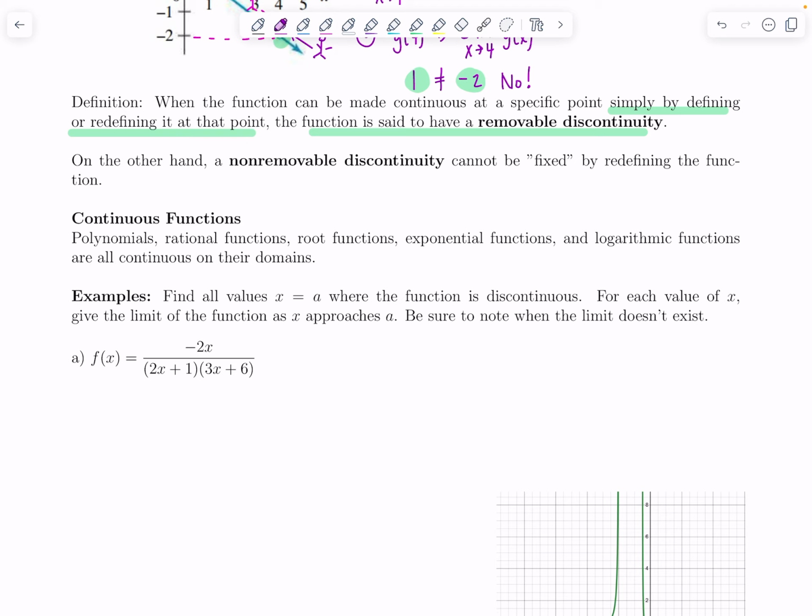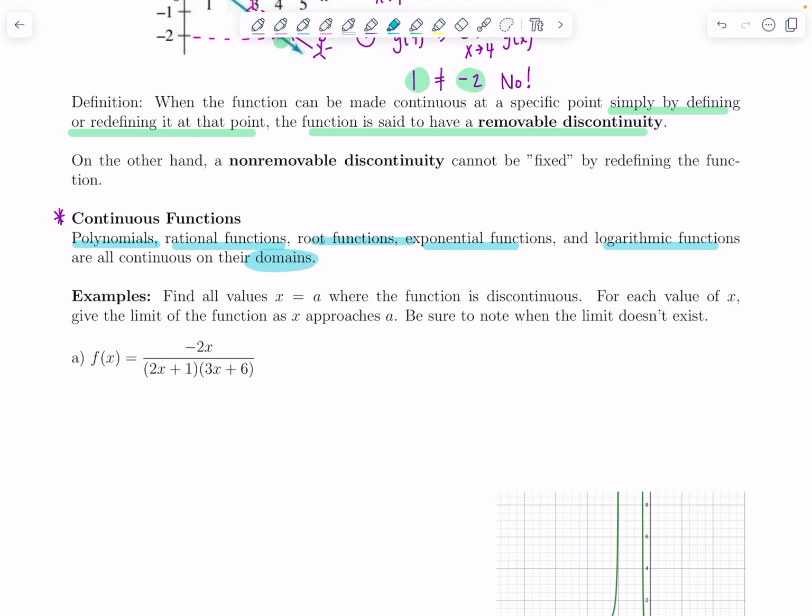Make sure you put this to memory right here. So polynomials, rational functions, root functions, exponential functions, and logarithmic functions are all continuous on their domains. So what that means is if you have a function that falls into any of these categories, then all you need to do is identify its domain.